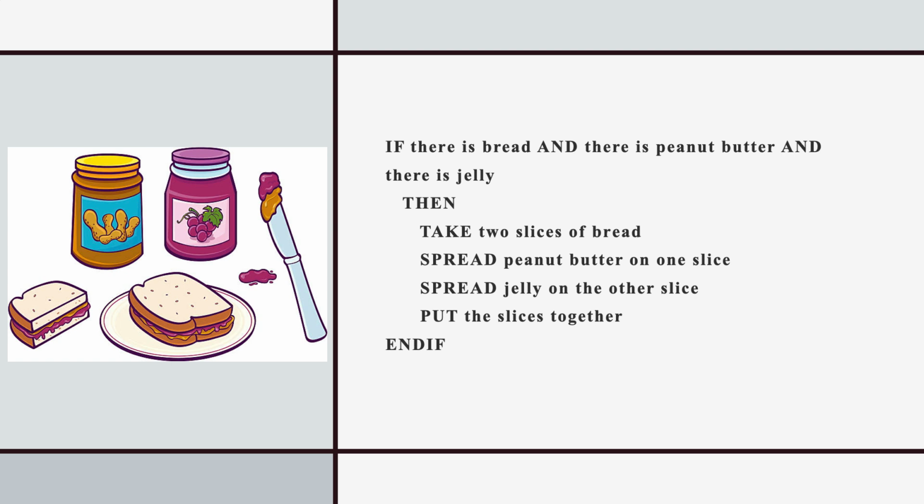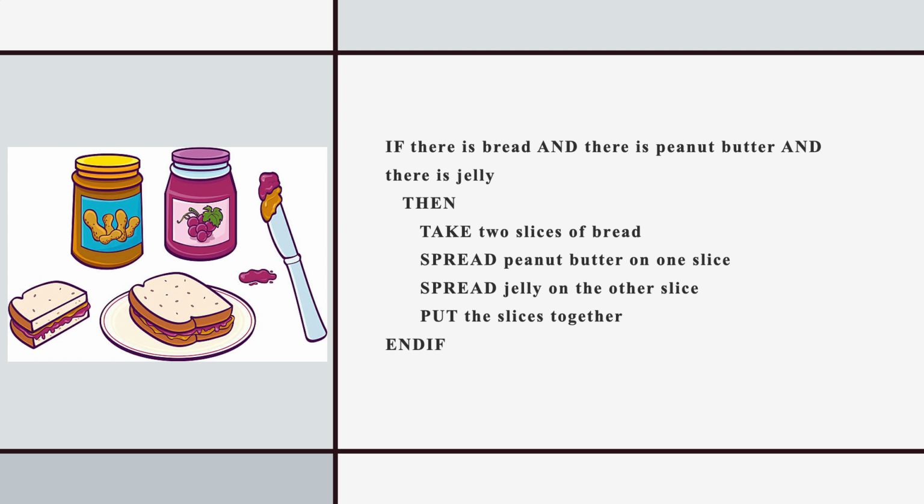So you're basically telling the computer, hey, if we have all the stuff, let's make a sandwich. And you use words like if, then, and end if to make it super clear what you're doing. These words are not mandatory to use, but they're just regular English words that make sense to use in this case to describe your logic.